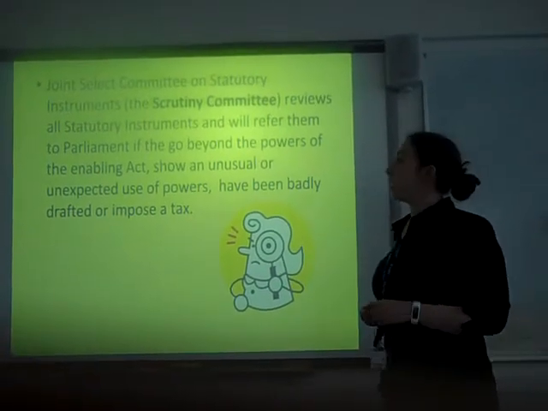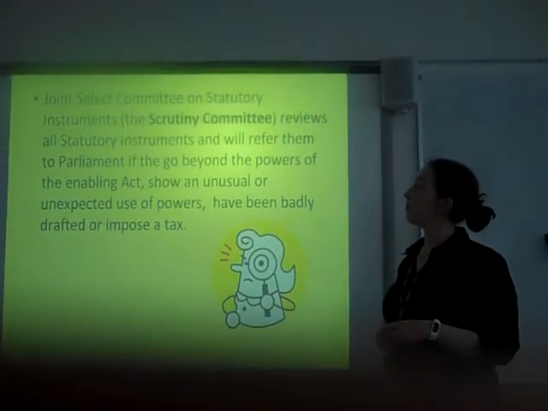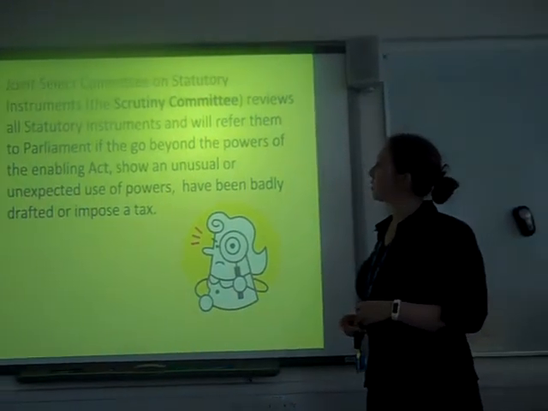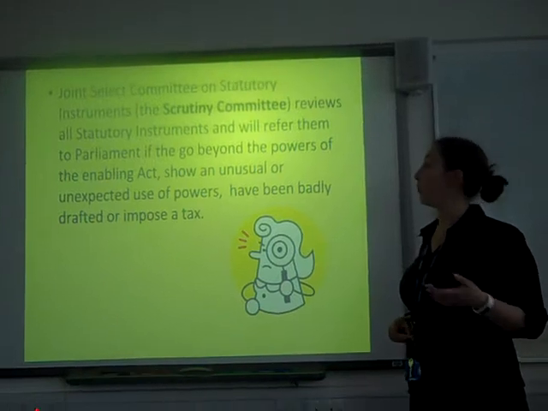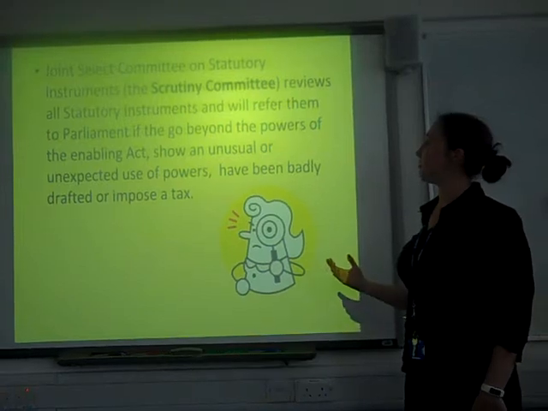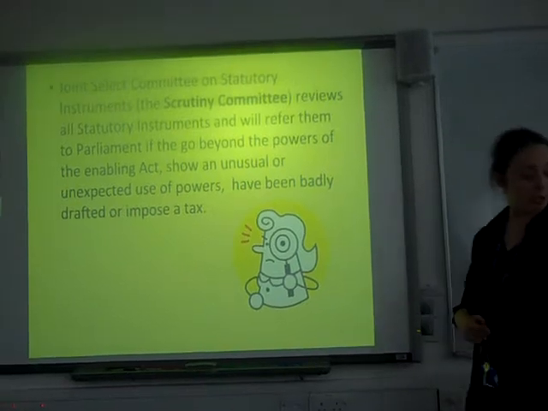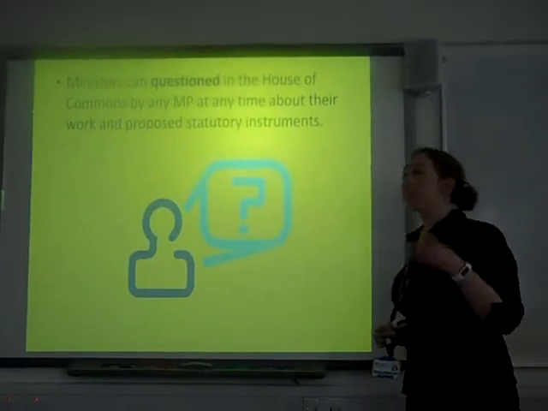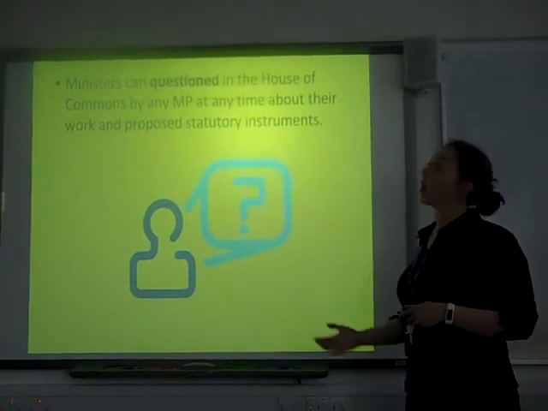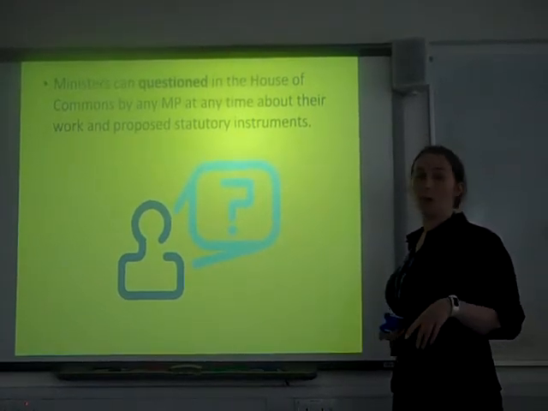Each piece of delegated legislation has to go to the Scrutiny Committee, full name, Joint Select Committee on Statutory Instruments. This body reviews all statutory instruments and refers them to Parliament if they go beyond the powers given, or if they use the power given in an unusual or unexpected way. So they can only refer back to Parliament, they can't change or amend it themselves. And ministers can be questioned by the House of Commons at any time by any MP about the work proposed. So ministers have to understand that they may be expected to account for the work that they are doing.